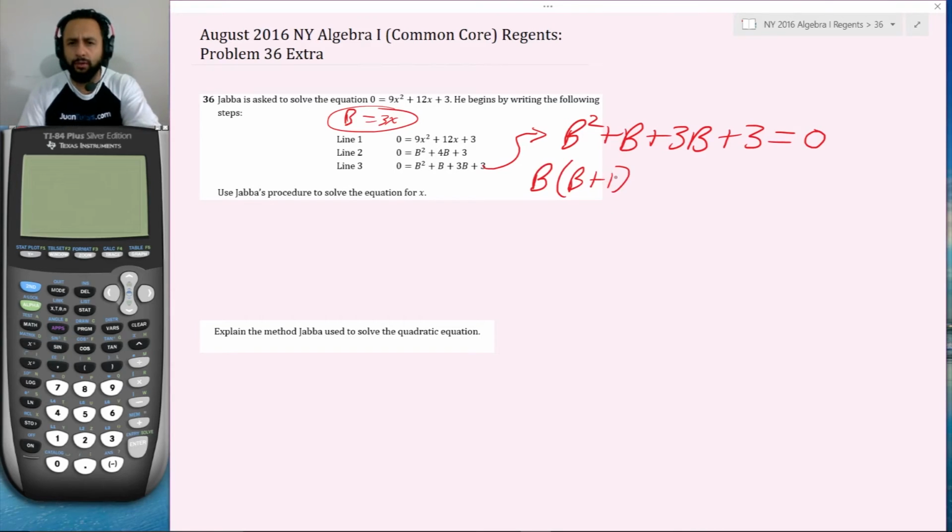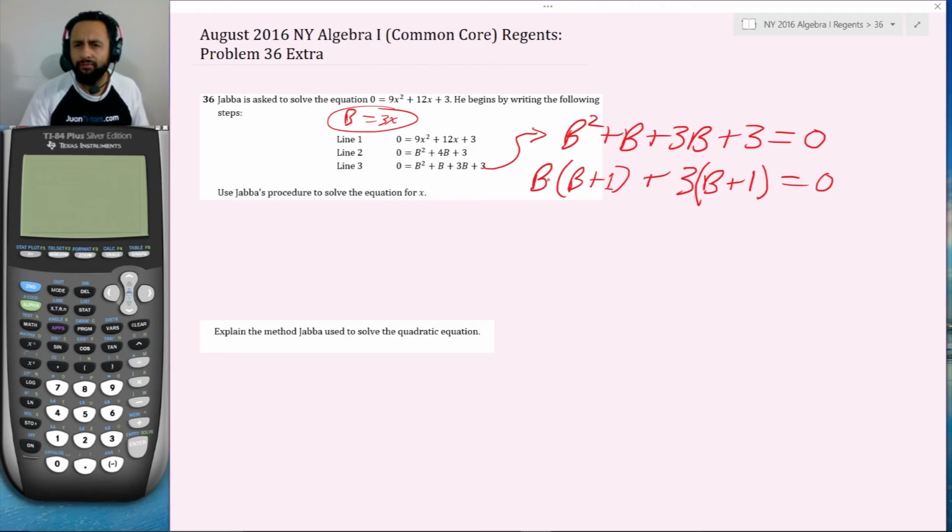If I distribute the b into b plus 1, b times b is b squared, and b times 1 is b. And then this factor has a 3 in common. These terms have a 3 in common, and the factor pair would be b plus, well, 1 times 3 is 3, so 1, equals 0. And the benefit of this is that both of these products now have a factor of b plus 1, so that could be factored out. And then on this side, I get b plus 3 equals 0.